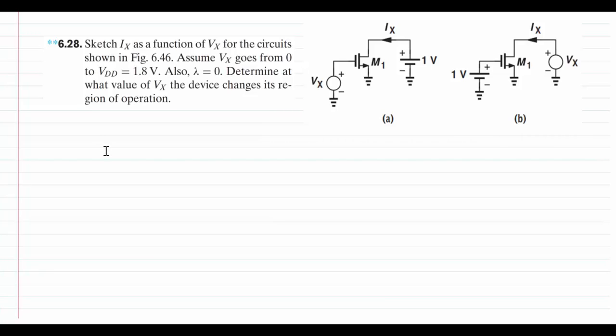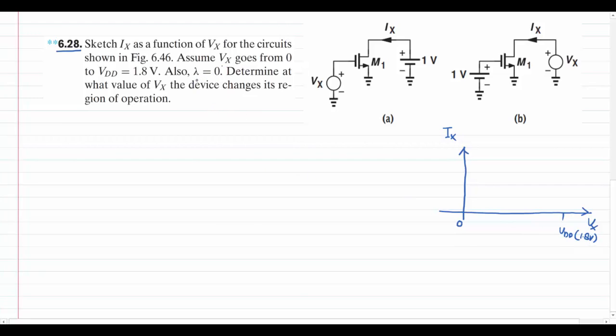The second question that I have to solve is 6.28, and I'm going to do 2 parts of it. Let's just take the first part at the moment. In this question, we have to plot Ix as a function of Vx, where Vx goes from 0 to VDD, which is 1.8. So we have something like this, that we have to plot Ix against the Vx, where Vx goes from 0 to, let's just say, VDD, which is 1.8 volts.